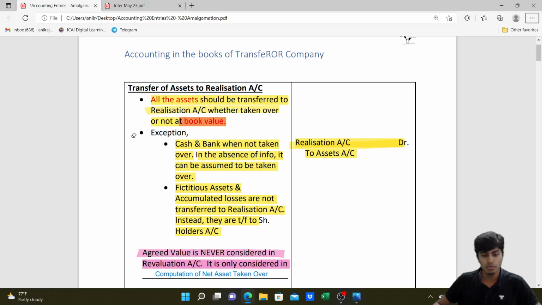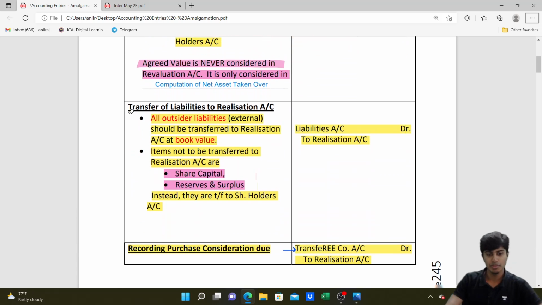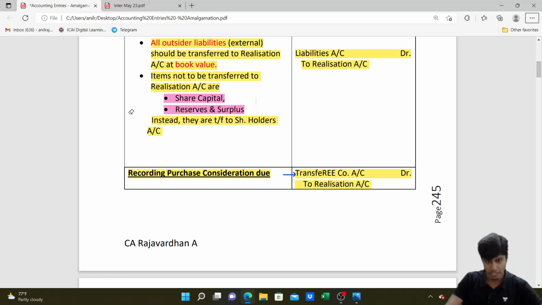Get it? And cash will be transferred only if it is taken over. If it is not taken over, we will not transfer cash. And fictitious assets, if any, will not be transferred to realization. They will be transferred to shareholders. And agreed value will be considered only in NATO computation and not in the transfer of assets entry.